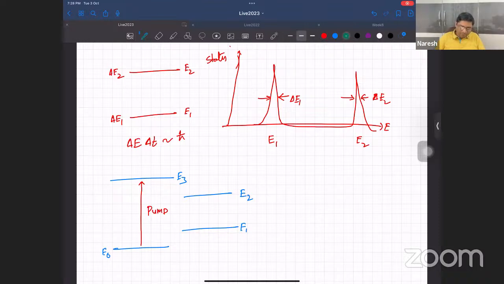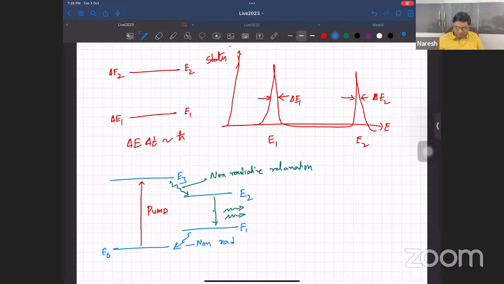Now, from the pump state, you will relax very quickly here, non-radiative relaxation. That means it can be thermal, whatever. So I want it to relax here, and then I want to emit a photon here. Photons to be emitted. And of course, finally, they should come back non-radiatively, non-radiative decay to the ground state. This is my cycle.